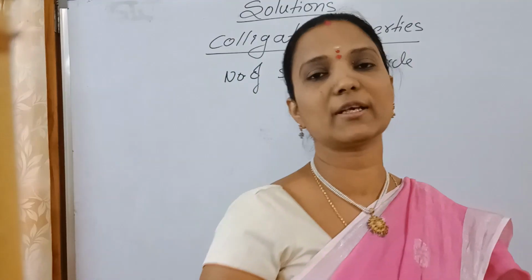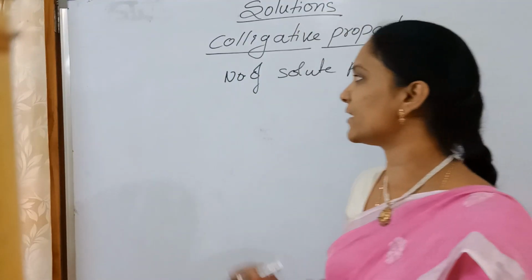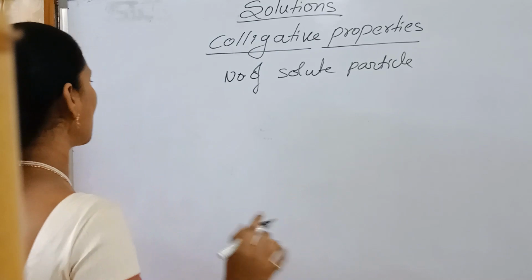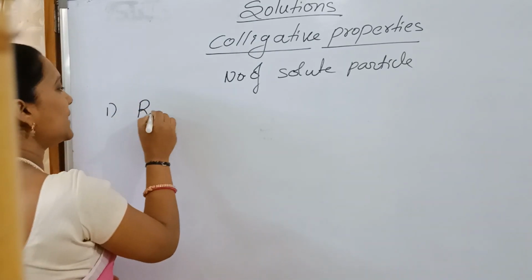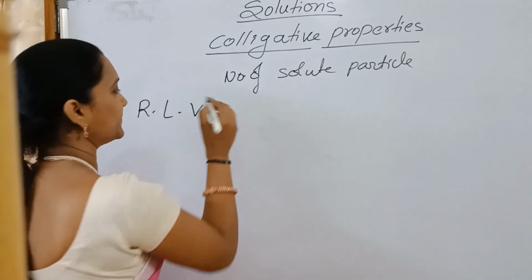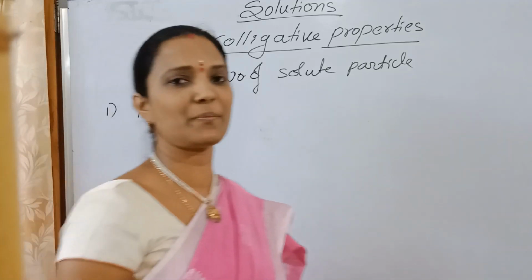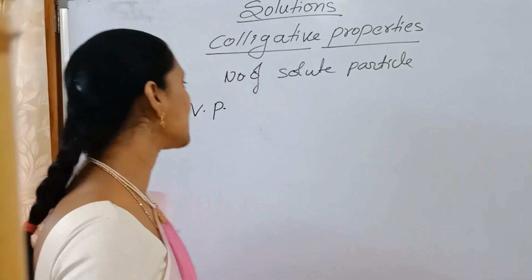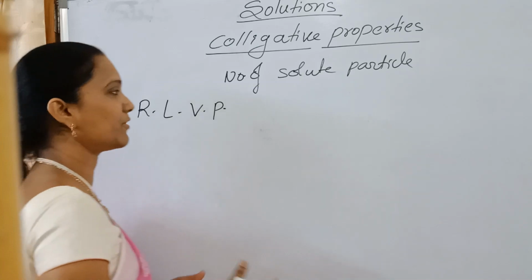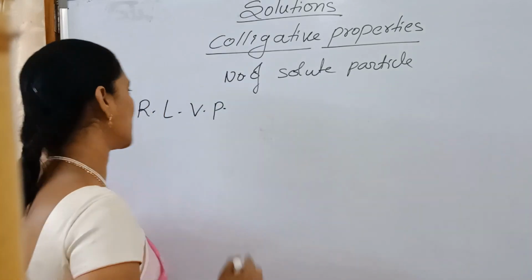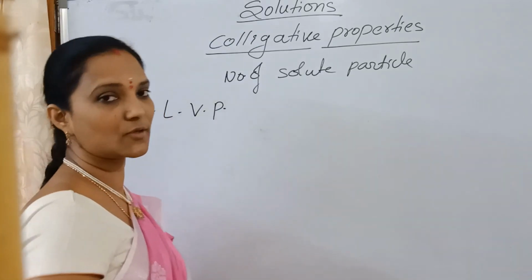So what are the major colligative properties? What are the main colligative properties here? Just 4 colligative properties are there. First one is the relative lowering of vapor pressure. Anyhow, we already learned this. What is this relative lowering of vapor pressure? Lowering of vapor pressure, and based on this we also practiced Raoult's law.